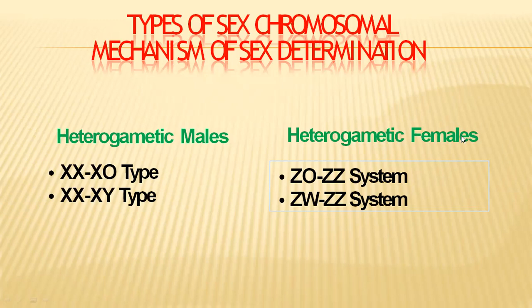In heterogametic females, females produce two types of eggs, whereas males produce the same type of sperms. Here there are two types of systems: ZO-ZZ and ZW-ZZ. In these two cases, males produce the same type of sperms, all having a Z chromosome as the sex chromosome, whereas females produce two types of eggs. In the first case, half will have the Z chromosome and the remaining half will have no sex chromosome at all. In the second case, half will have the Z chromosome and the remaining half will have the W chromosome as the sex chromosome.